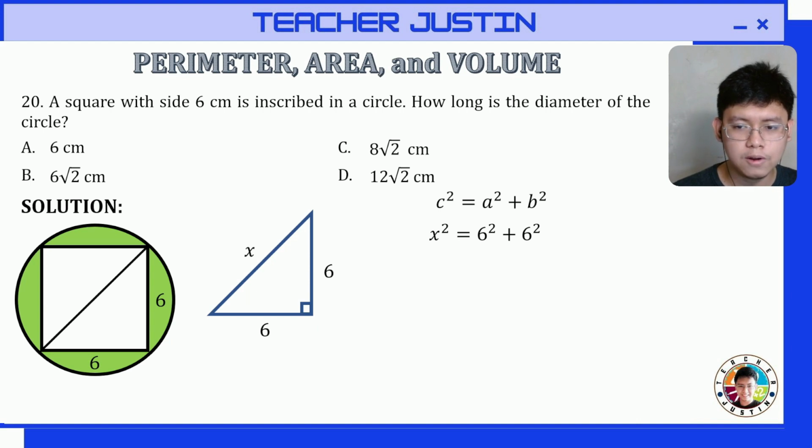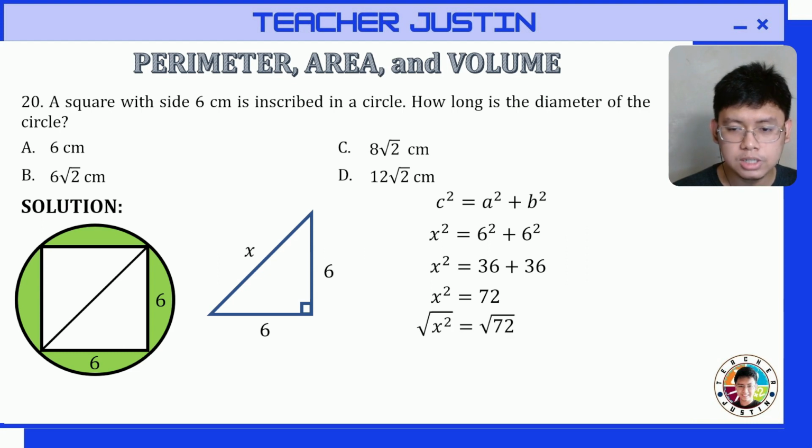So, we have X squared is equal to 6 squared plus 6 squared. Then, we get the square of 6. We will have X squared is equal to 36 plus 36. Now, add natin. We will have 72. We get the square root of both sides. The square root of 72 is, pwede natin siyang i-factor as 36 times 2 so that we can simplify our radical. The square root of 36 is 6 and the square root of 2 is square root of 2.